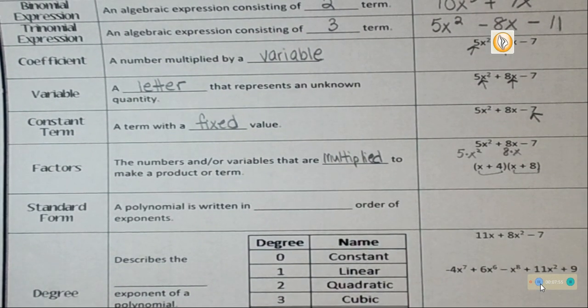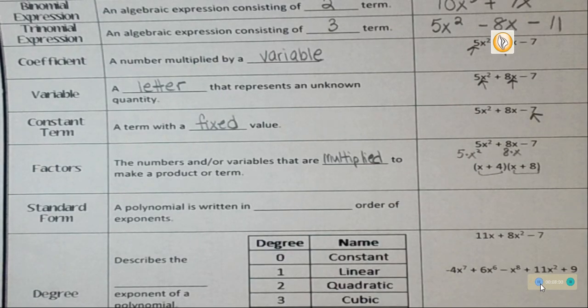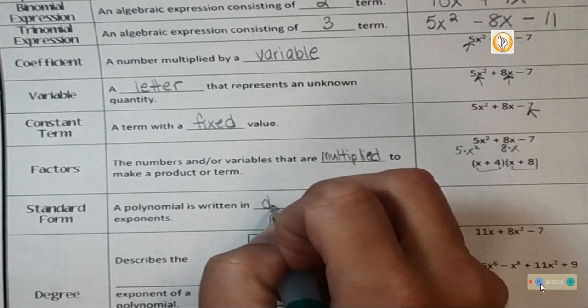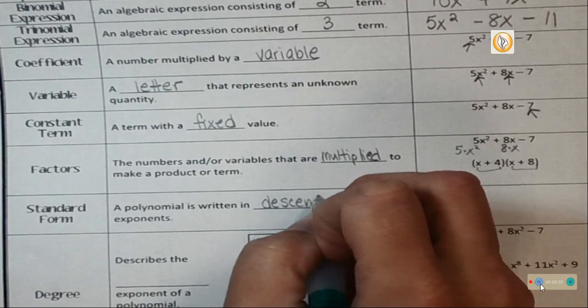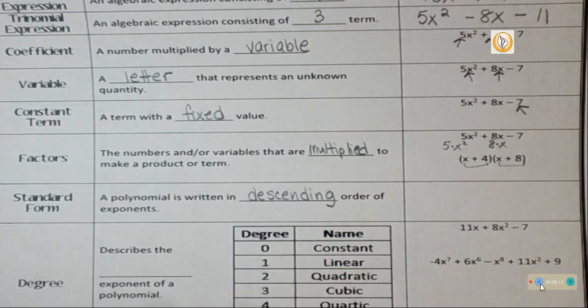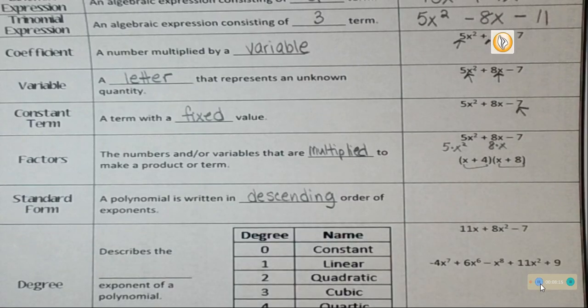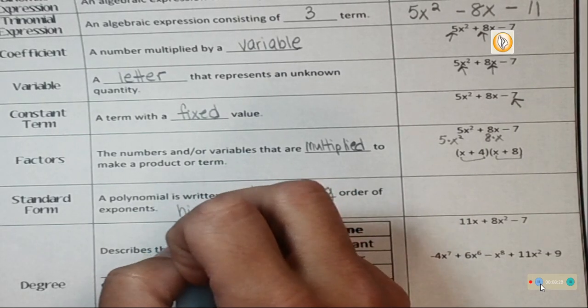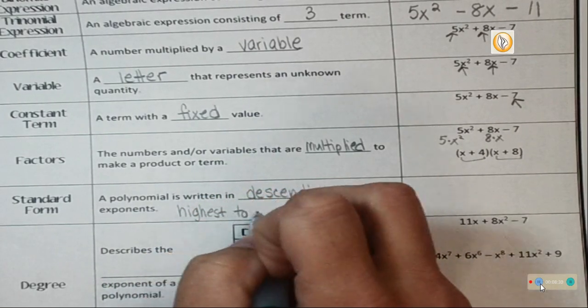All right, so standard form. Do you remember anything about standard form? Standard form is when you write the polynomial in descending order of exponents. Yes, that is exactly what it is. What does it mean to descend? You go down. So you start from the highest, you go to the lowest. Like if you're talking about a mountain, you ascend, you're going up. You descend, you're coming down. So I want you to write yourself a note. Highest to lowest.